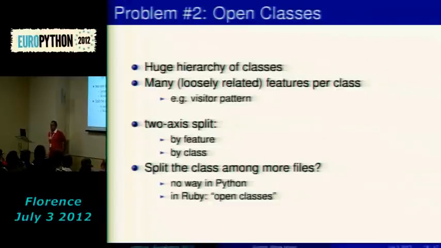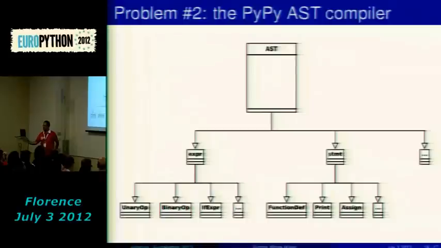Splitting by class is easy. You just write your Python file, you write the class inside, and you put all the methods there. But if you want to split by features, for example, all the methods called foo in one file for all classes, and all the methods called bar in another file, then you don't have an easy way to do it in Python. In Ruby, there is the concept of open classes, and you can do exactly this.